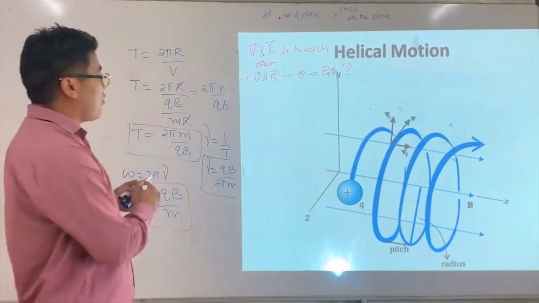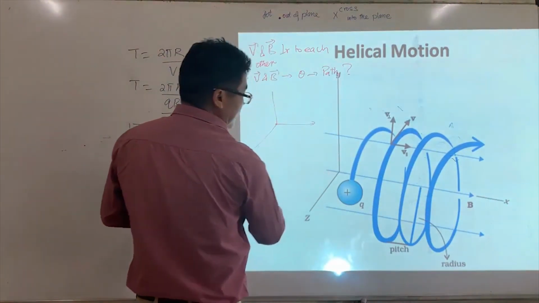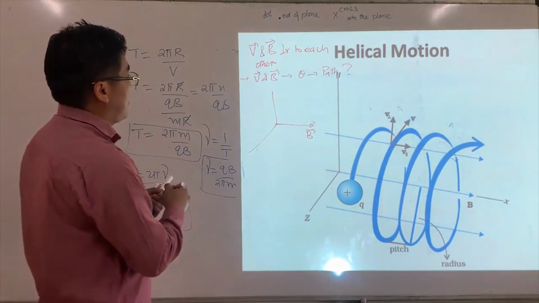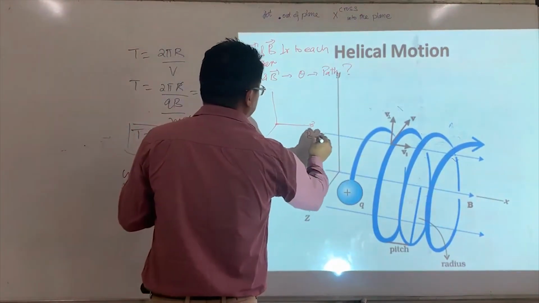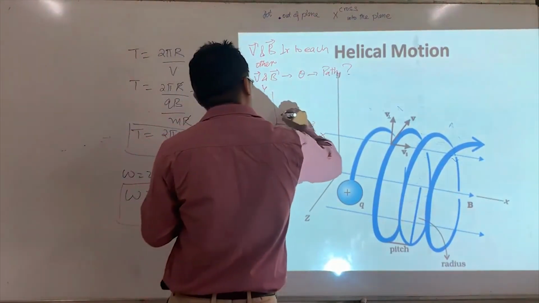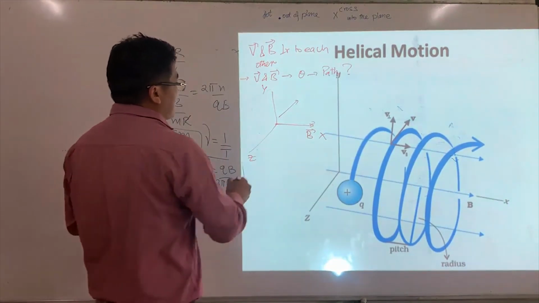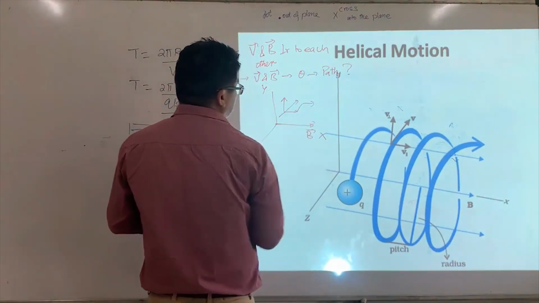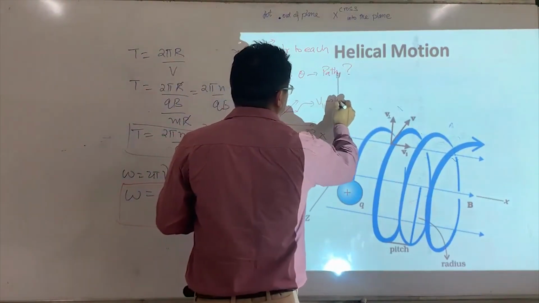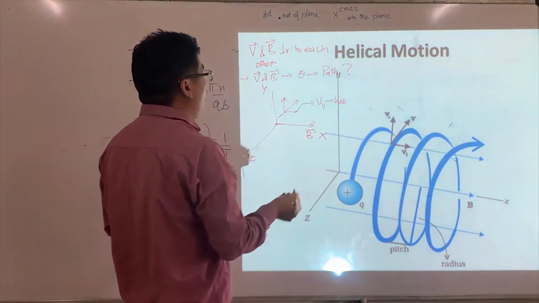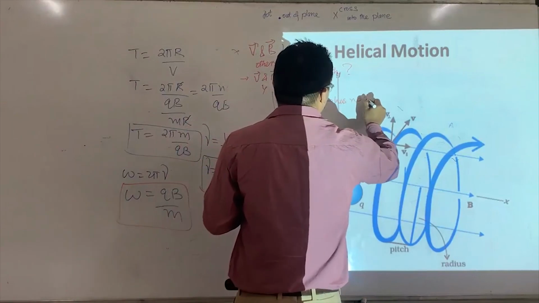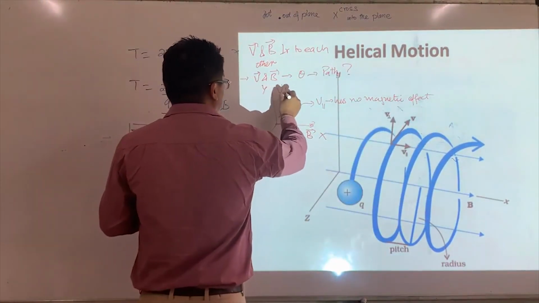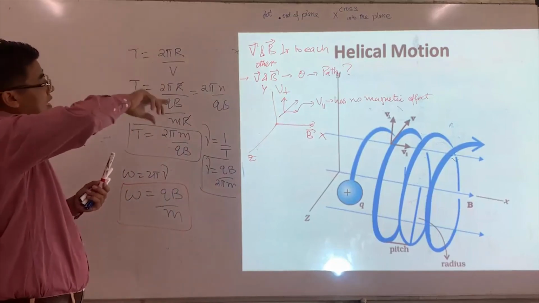This is what we are going to study, right? So look here, I'll draw this small, the same here. So this is the magnetic field, and this is the z-axis, x-axis, or y-axis. Now the velocity goes like this. This velocity has two components. One is along the magnetic field, which has no magnetic effect.